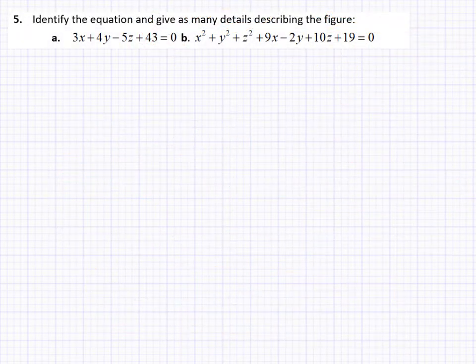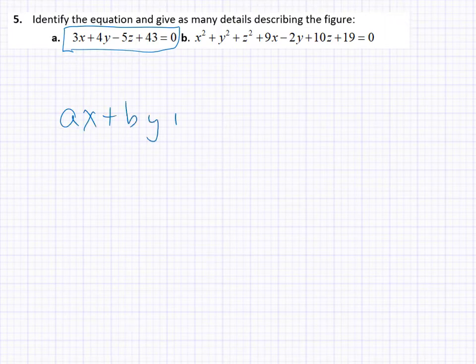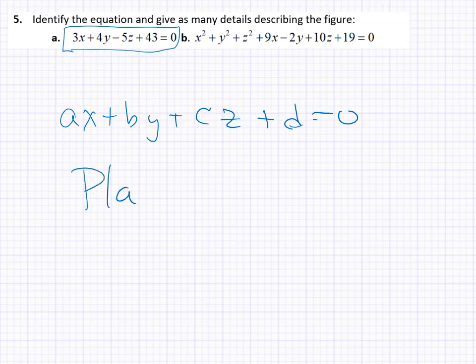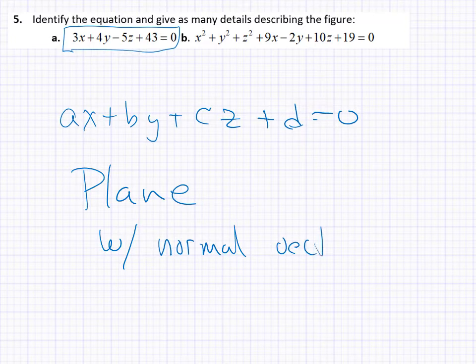We look at some equations, know what we're looking at, and give a couple of details of what it is. So in this first one, it's pretty easy. It's based off of really the last question. If you notice, it's the same form. This has the ax plus by plus cz plus d equals 0 form, which is a plane. Okay, this is a plane. And details, it's a plane with normal vector (3, 4, -5).